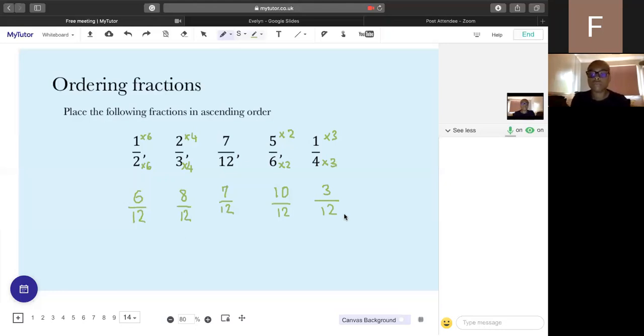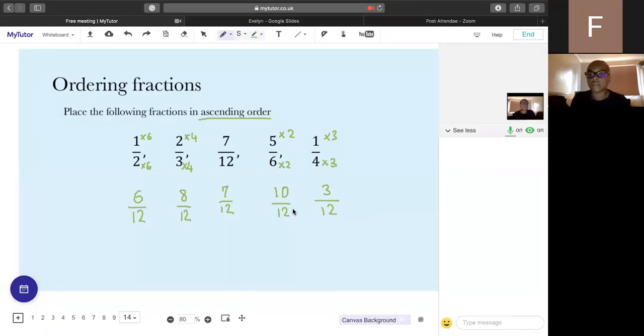So the smallest numerator is the 3 over 12. So that would be the first one. That'll be the one that would go first, because we want to place it in ascending order. So we start with the smallest and go up to the largest. So it would be 3 over 12, then 6 over 12, 7 over 12, 8 over 12, and 10 over 12.